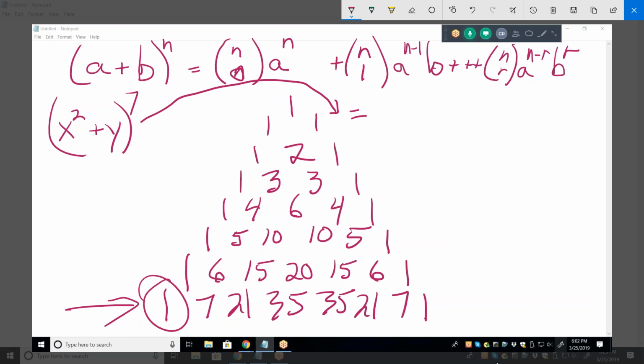What's the first coefficient? 1. 1 what? 1 x squared plus y. Well, look at the first term. It never has the y in there. Oh, okay, I see. So the first term is just x squared. Plus, the second term is what? 7.